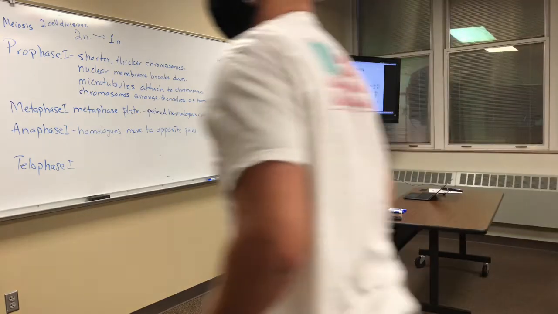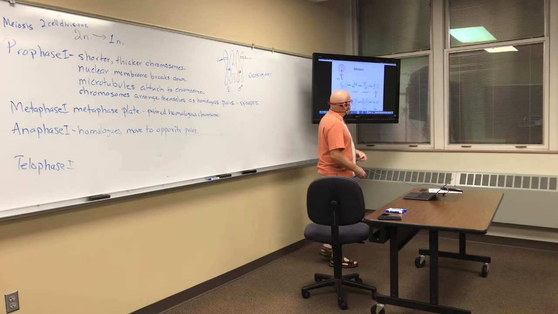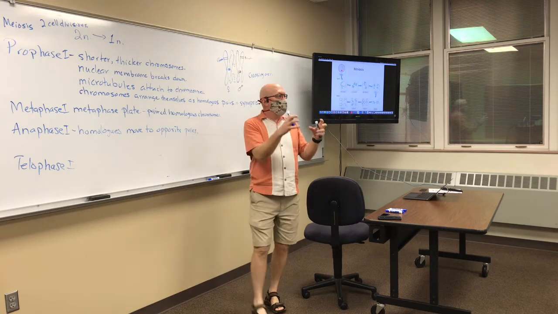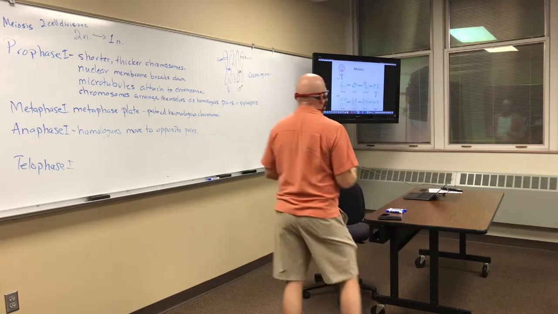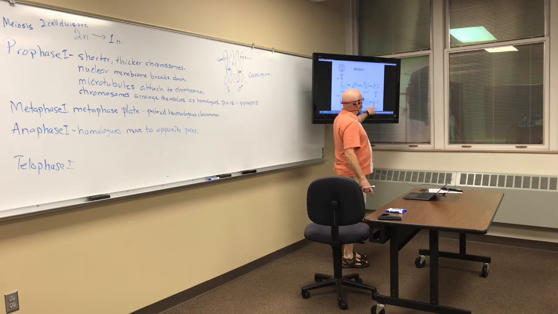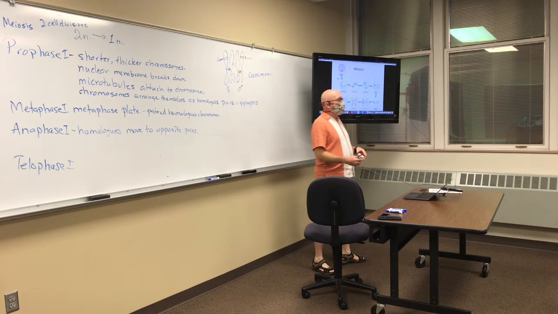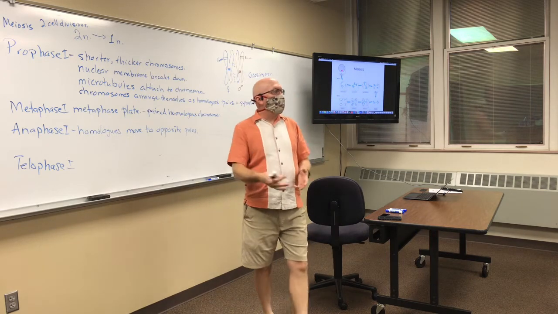you get to the beginning of prophase 2, and you have two new cells, but each new cell only has one representative of each chromosome type. This cell has one version of chromosome 1, this cell has one version of chromosome 2. One version of chromosome 1, one version of chromosome 2. So now these cells are no longer diploid. They don't have two copies of each chromosome. They have only one copy of each chromosome.